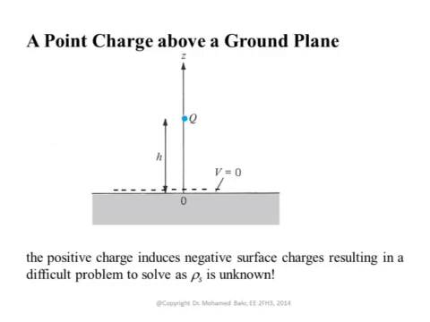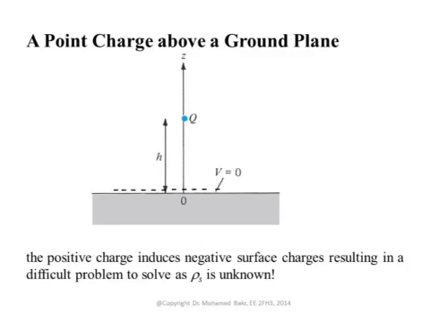This approach is best illustrated through a simple example. We have here a discrete charge Q, a point charge Q, located at a distance h above an infinite ground plane, like Earth. Earth is an infinite ground plane because it's a conductor. Because Earth is huge, you cannot give it enough charge to change its potential. So its potential is zero.